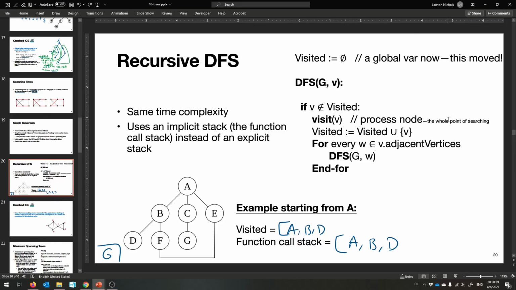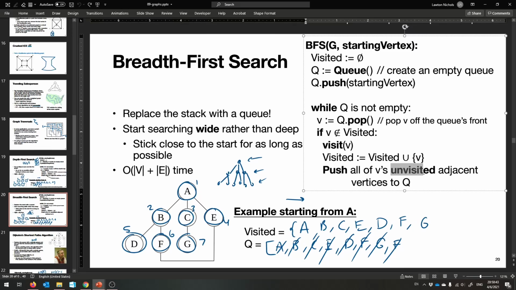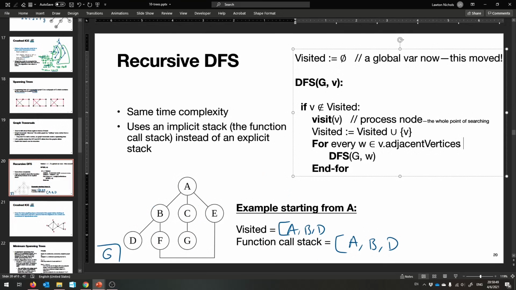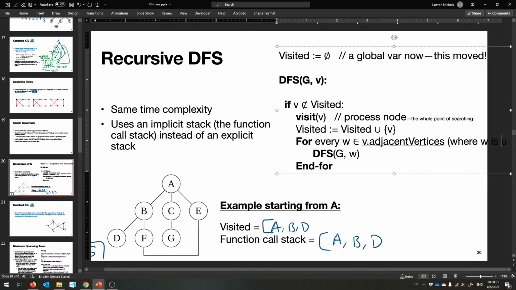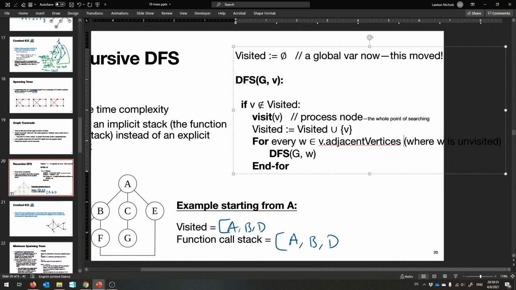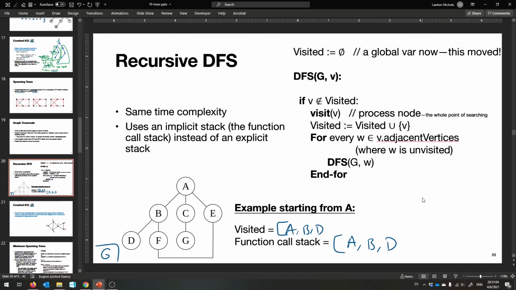Another thing that you could do, like we were talking about last time, is you can just say unvisited. So push all the unvisited adjacent vertices, where W is unvisited. Let's just do that. That makes it easier on us. And so now we don't have to consider B, so we're done processing D.